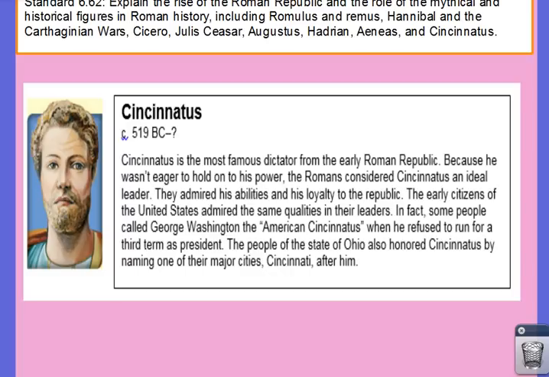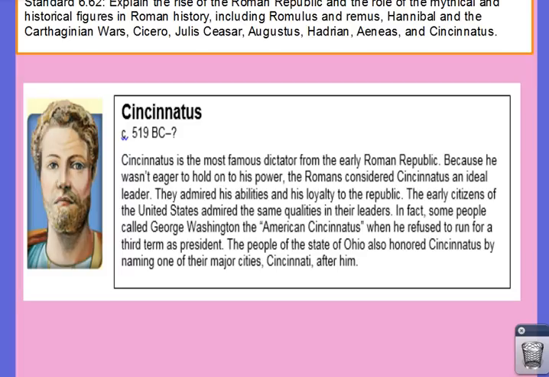So messengers went out to his farm, because once he had served his time, he went back to his farm to live a normal life. He was out farming when they got there. They found him plowing the fields, and they told him that Rome needed him to be a dictator. So he immediately went back to Rome. He created an army. He led them into battle. He defeated the enemy, and then he marched them back to Rome and resigned as dictator. He did this in 16 days. After the 16 days, the Republic took back control, and Cincinnatus returned to his farm.